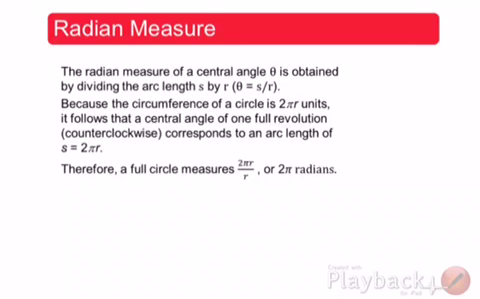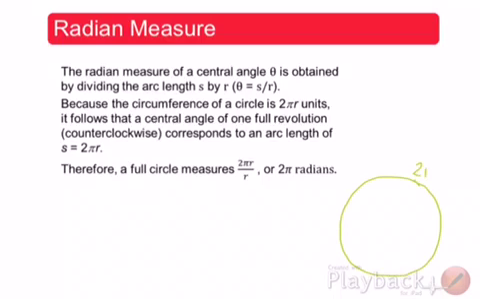Moving on. The radian measure of a central angle theta is obtained by dividing the arc length S by R. The arc length we're referring to as S is often referred to as L also. When you divide that by R, the radius, you end up with the radian measure of a central angle theta. The circumference of a circle is 2 pi r, so if I'm talking about the whole distance around a circle, it's 2 pi r.